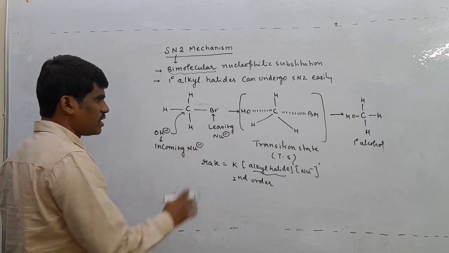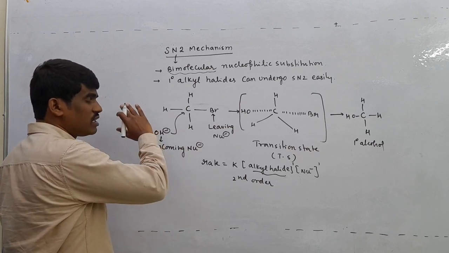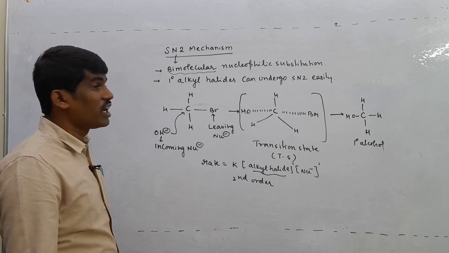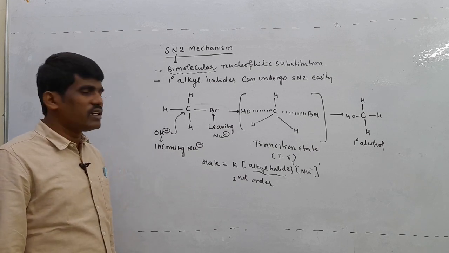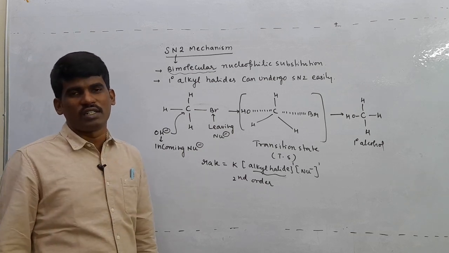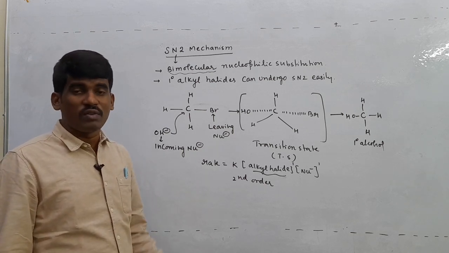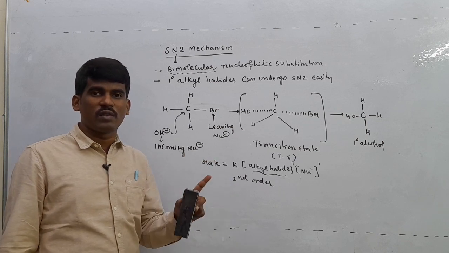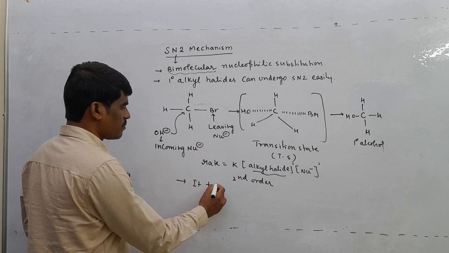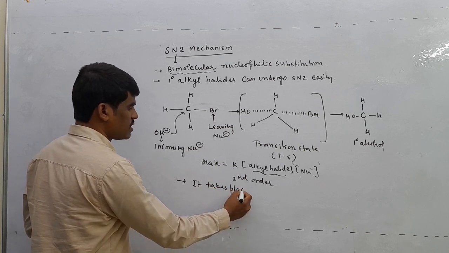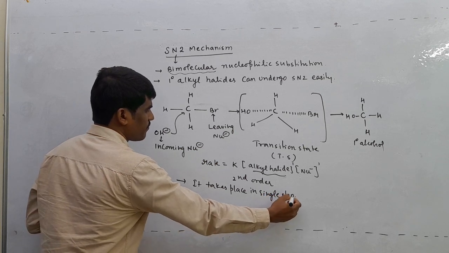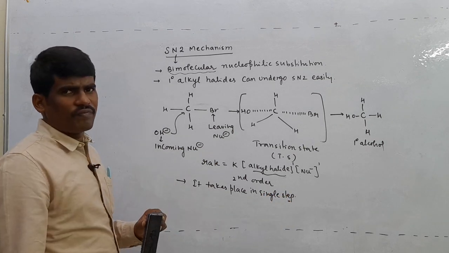Between SN1 and SN2, in the SN1 mechanism there was formation of a carbocation intermediate. But here there is formation of a transition state, and there is no formation of an intermediate. Hope that is clear. SN1 takes place in two steps, but here it takes place in a single step only, not two steps. The rest of the points are the same.